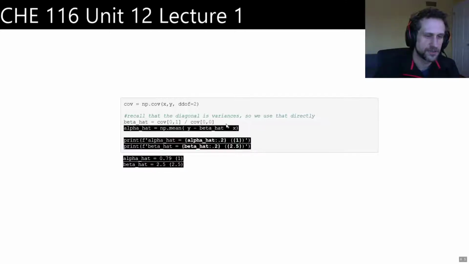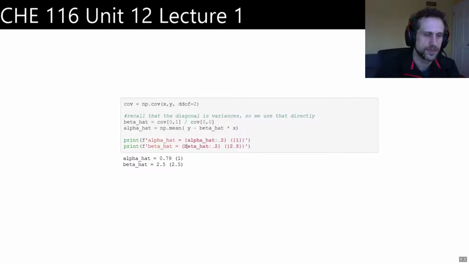And then here's how we compute alpha. Okay, so the alpha we get is 0.79. Remember I said that the true intercept was 1 and the true slope was 2.5. Now, why do we get the wrong answer for the intercept? Why do we get 0.79 when the true one is 1?